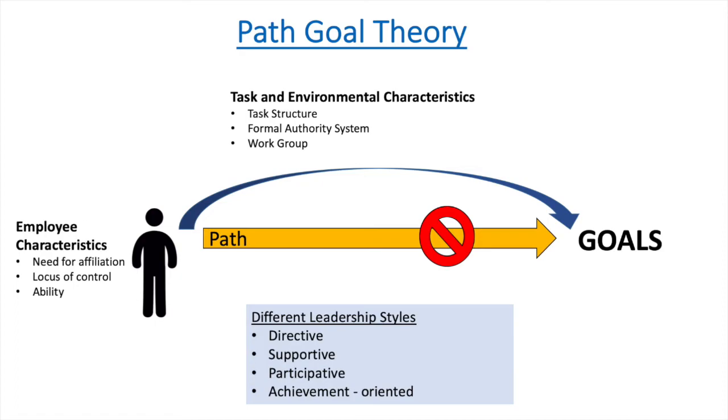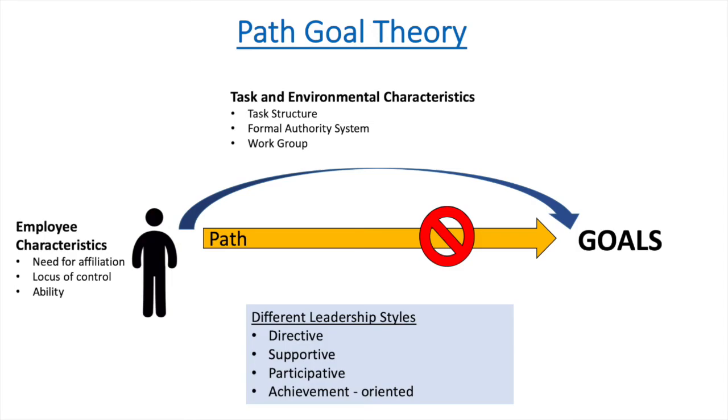Now the last one is the work group. Now this refers to how much support an employee gets from the people around them. Now if there is low support from the group, then an employee will benefit more from a supportive leadership style. So there you have it. Those are the employee characteristics and the task and environmental characteristics that leaders will need to take into consideration when selecting the best leadership style and helping the employee to achieve their goal.